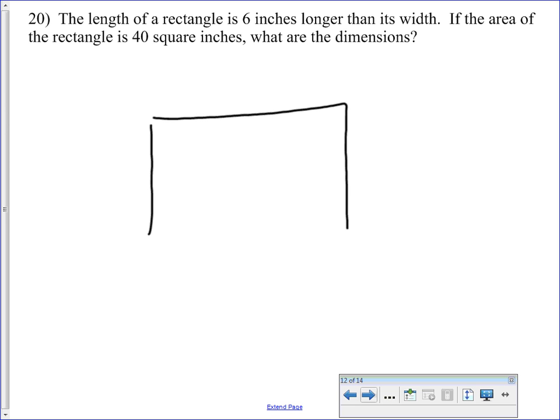There is a rectangle. One side is 6 inches longer than the other. Well, I don't know what that means, but that means if I call this x, then this side is x plus 6. Now, how do we find the area of a rectangle?